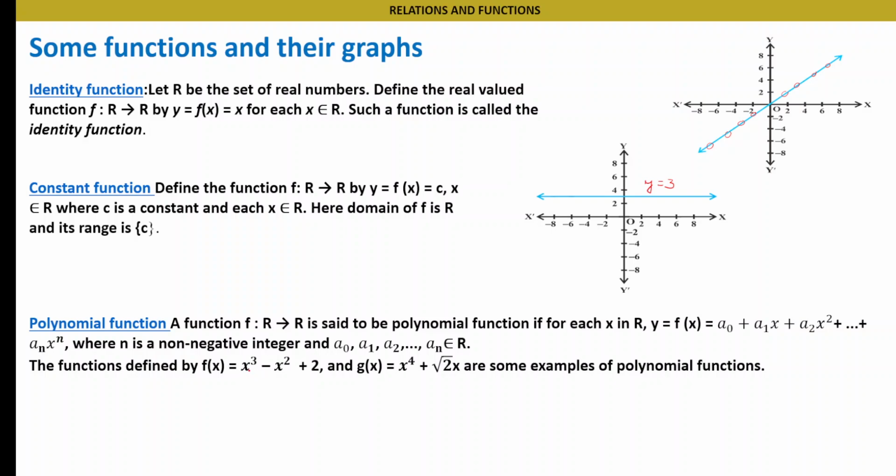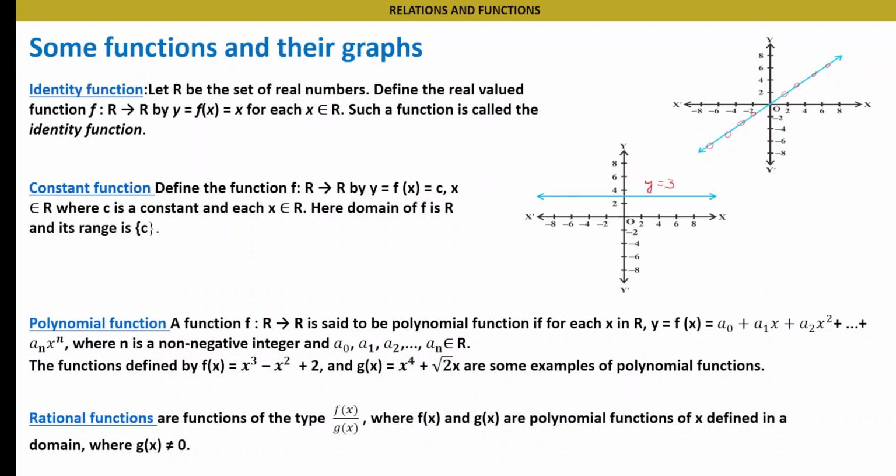because it consists of x³ and x², which is in the form of a0 + a1x + a2x². Similarly, another example is g(x) = x⁴ + √2x. These are examples of the polynomial function.